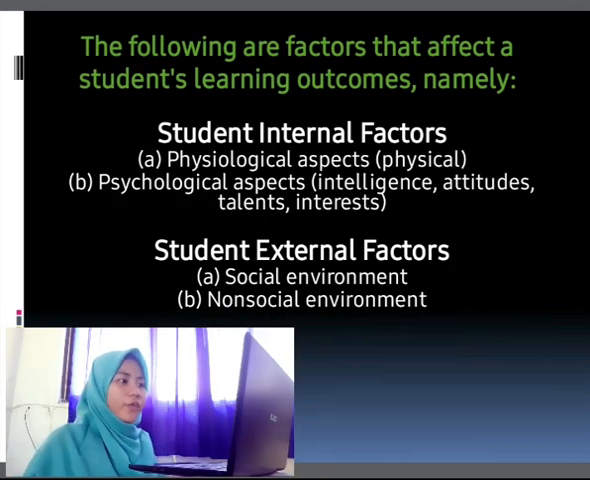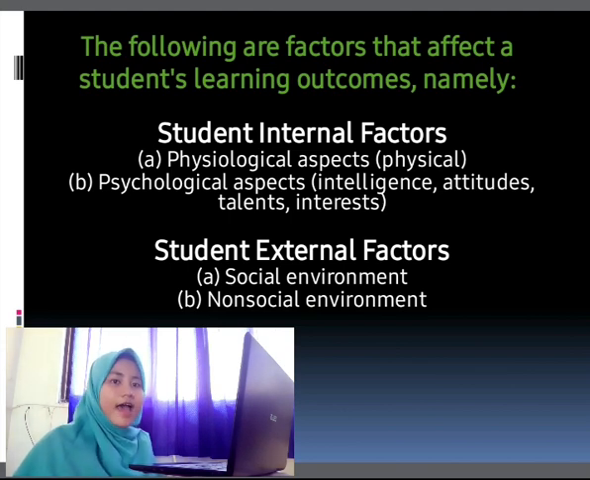Okay, my friends, with learning jigsaw, here, there are the following factors that affect a student's learning outcomes, namely, student internal factors and student external factors. For the student internal factors, there are two. For the first is physiological aspect, there are physical, and the second is psychological aspect, there are intelligence, attitudes, talents, and interests. And for student external factors, there are two. For the first is social environment, and the second is non-social environment.